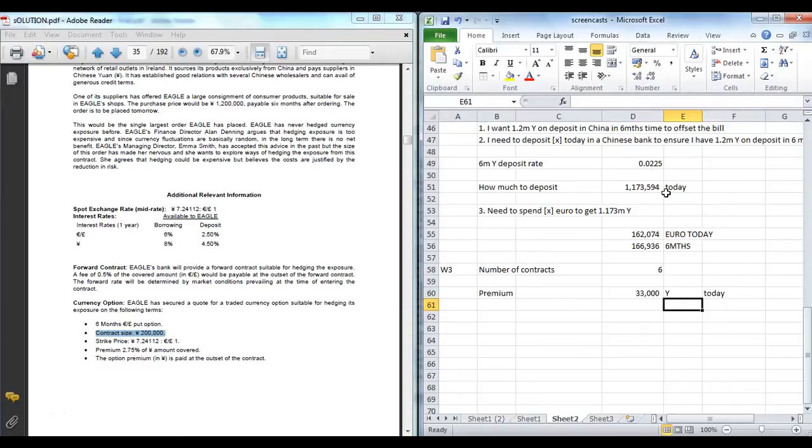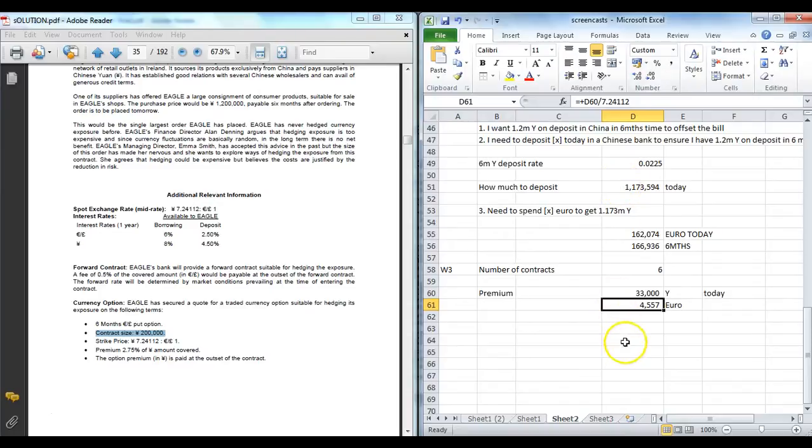But of course, we're not interested in Chinese yuan, we're interested in euros. So that means it's going to cost you, at the spot rate today, 4,557 for the option. So that's essentially the price you pay for flexibility. You're paying 4,557 today to have the flexibility of having the option in case you need it.